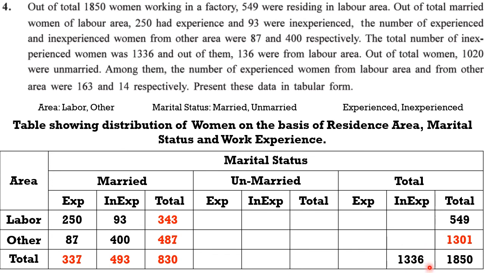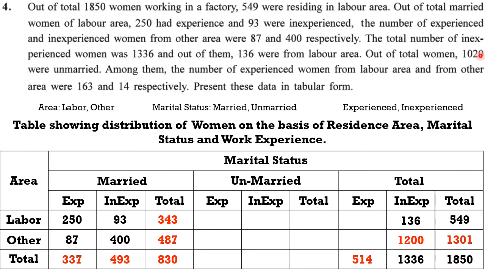Now if we know that out of 1850 total women, 1336 are inexperienced, so naturally the experienced women will be 514. Just get the difference. 136 were from labor area. Okay, inexperienced women total 136 were from the labor area, so naturally we can find the difference, that is 1200 were from the other area. Okay, I think you remember that red means we are calculating it, not given in the question.